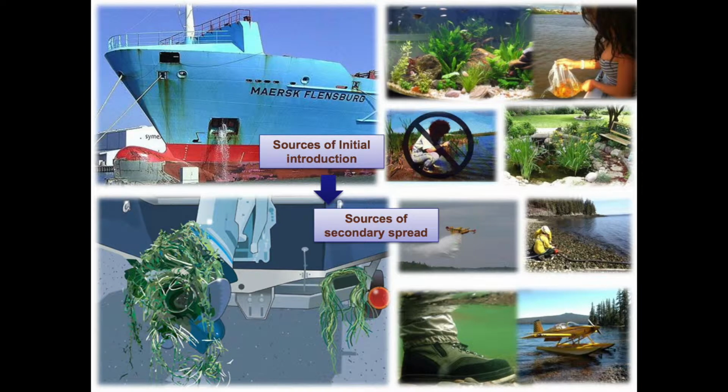Okay, so how do they get here? Typically, the source of initial introduction is in the ballast of large ships. That's why we saw most of the aquatic invasives in the Great Lakes initially. They can also arrive through aquarium dumping or intentional or cultural release. And once they're established here, they spread secondarily, mostly through boats, so boats traveling across the country.